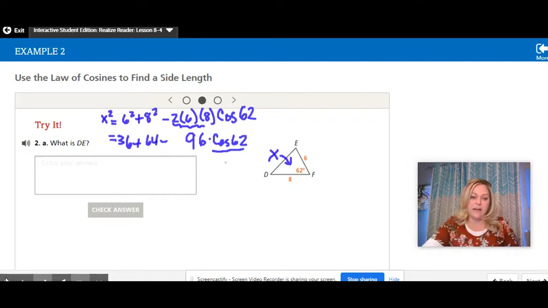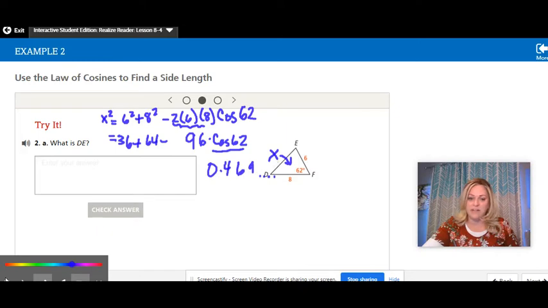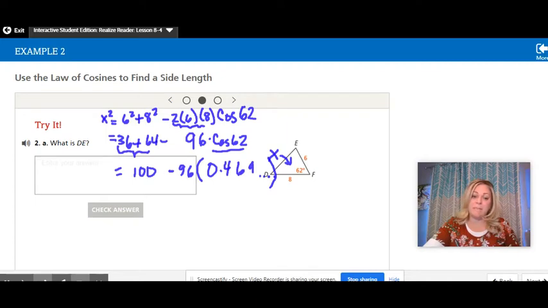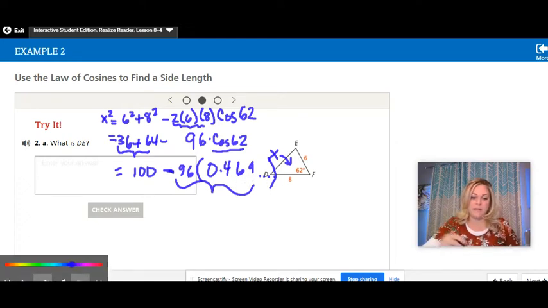So cosine 62, I got 0.469... I'm just going to leave it in there so I know that I am not actually rounding. I'm just leaving it in my calculator. 96, I'm subtracting this. I'm putting these two together, combining like terms. This is 100. So I have 100 minus whatever 96 times the cosine of 62 is. Don't clear your calculator, just multiply it out. And I got roughly, keep in mind, I'm not rounding, my calculator's holding all these numbers, 45-ish.